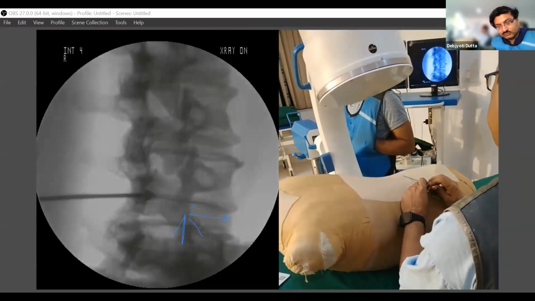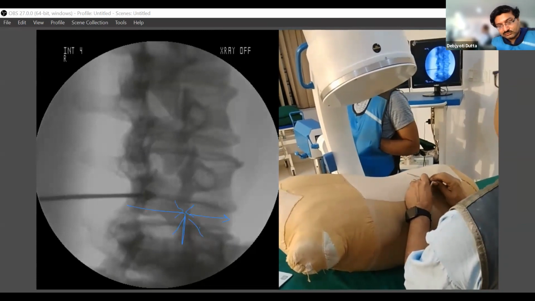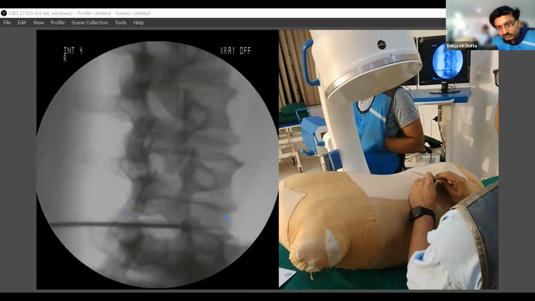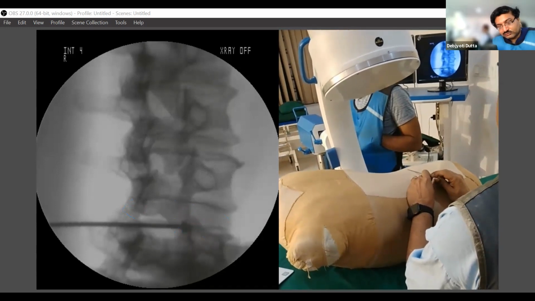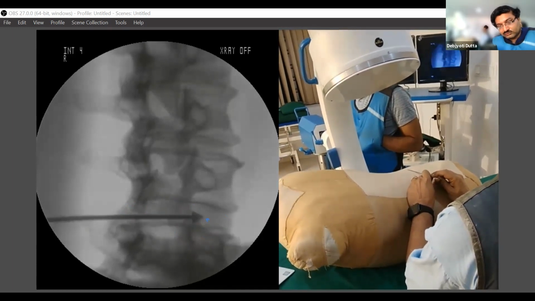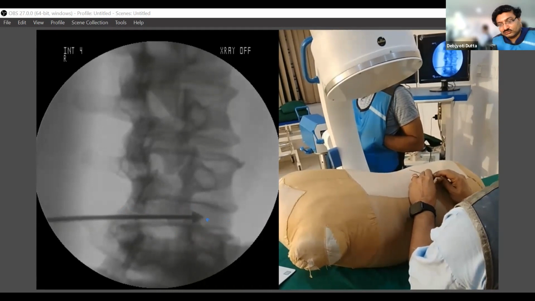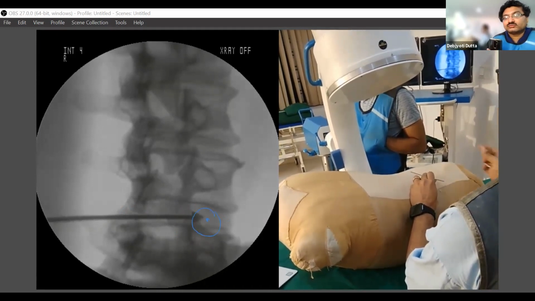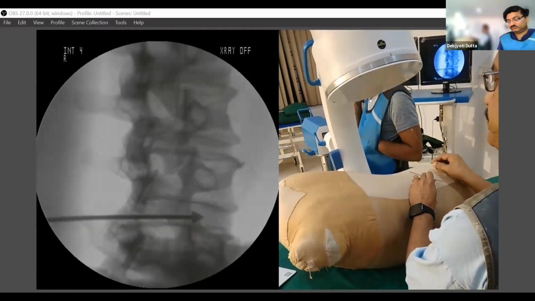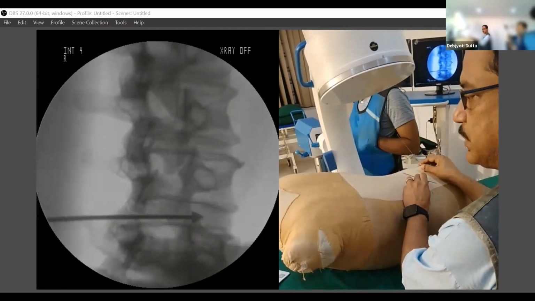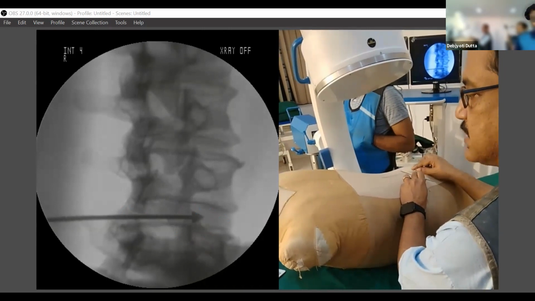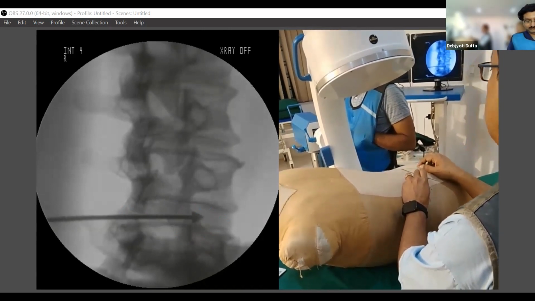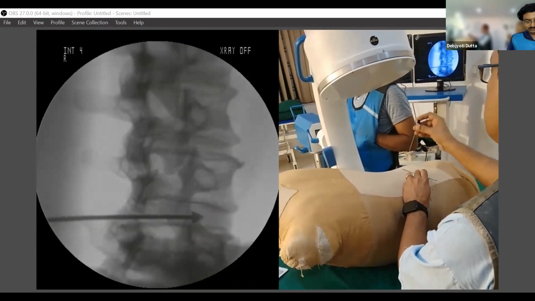Picture. So this is a superior articular process. Picture. This is a superior articular process. So my needle entry point will be just lateral to that. Picture. So this will be my needle entry point, and you need to take a long needle, 12 centimeter, or at least 12 centimeter, or sometimes 15 centimeter needle is needed. Ordinary spinal needle, it cannot do a discographic procedure.